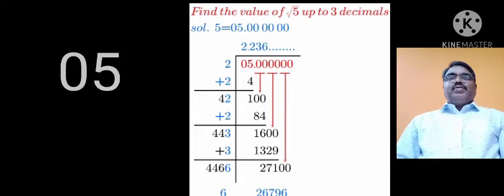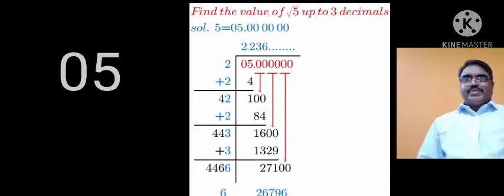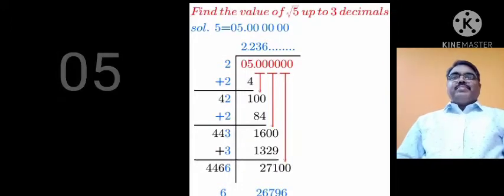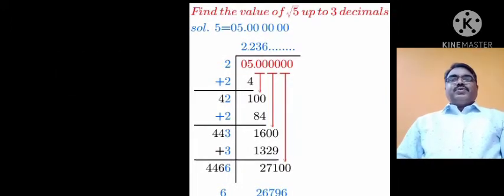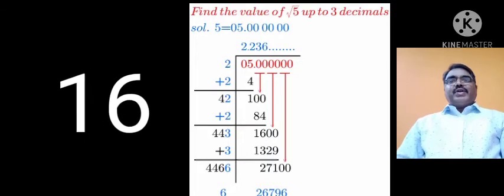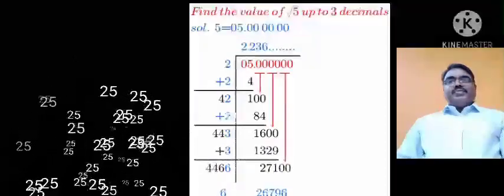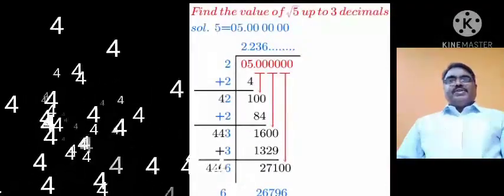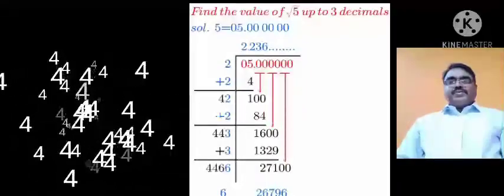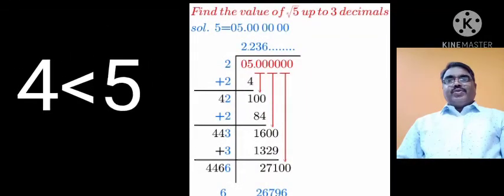Students, recall all the perfect square numbers. What are the perfect square numbers? 1, 2 square is 4, 3 square is 9, 4 square is 16, 5 square is 25. So you know that 1, 4, 9, 16, 25 and so on are all perfect squares. Here the perfect square which is less than 5 is 4, which comes by taking 2 into 2 equals 4.